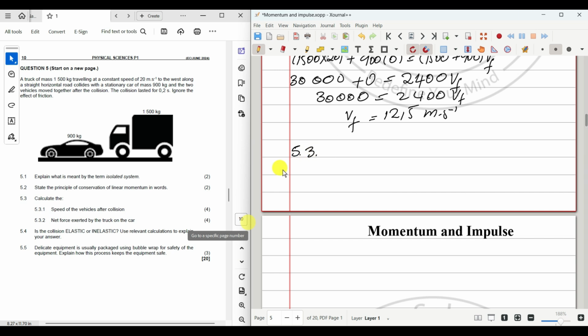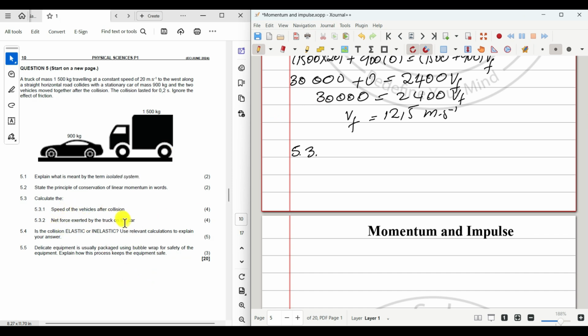Now, 5.3.2. And by the way, guys, this question is 20 marks. So that means we must spend 20 minutes on it. Okay? Perfect. Now, let's see.